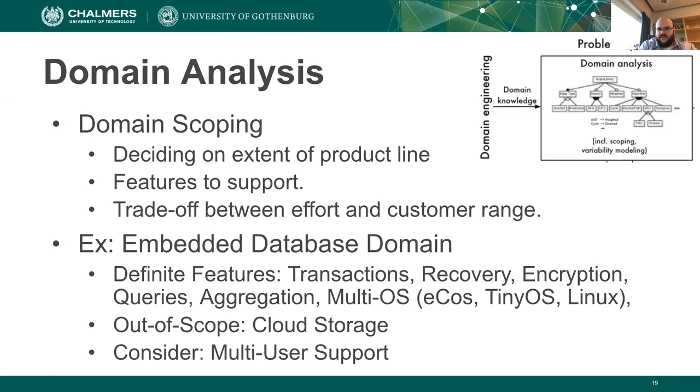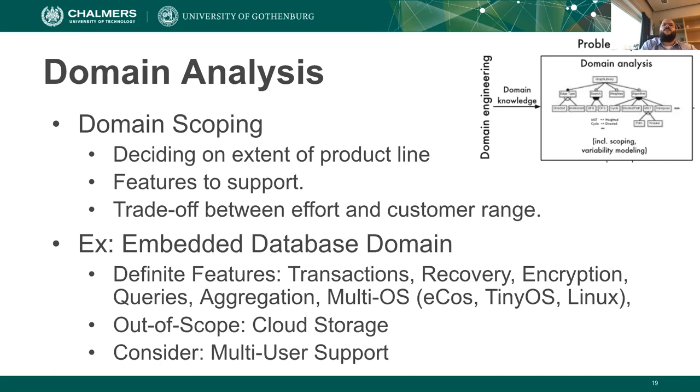That trade-off requires careful consideration, including looking at the prospective revenue you might get, your potential customer base, the implementation cost of every additional feature, and the projected maintenance cost, and plan for that and decide on what your limits are. So in this domain of embedded data management, a product line might need to cover basic data management functionalities, like targeting different operating systems for embedded devices. What features then do we need to cover? Well, maybe we need to cover transactions, recovery, encryption, and basic queries to a database. And maybe we want support for multiple embedded operating systems like TinyOS, Linux, maybe Android, something like that.